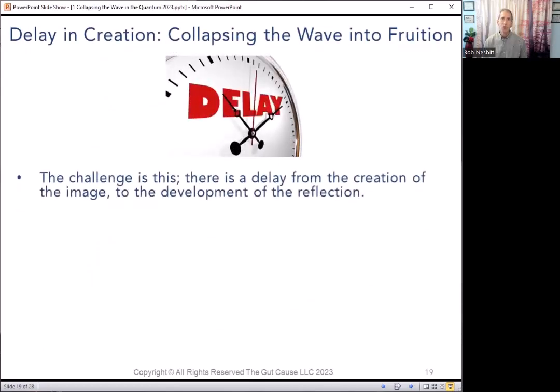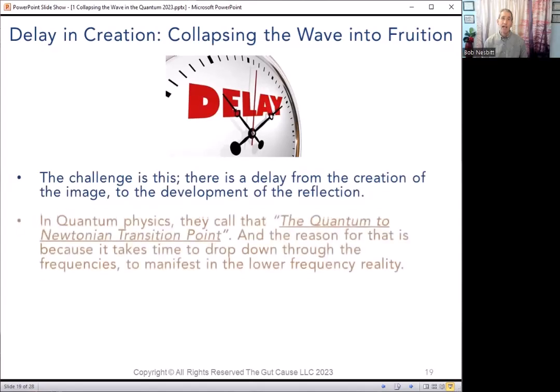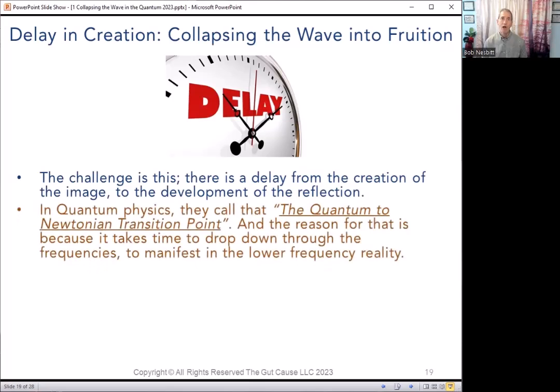There is a delay from the creation of the image to the development of the reflection. In quantum physics, they call that the quantum to Newtonian transition point. And the reason for that is because it takes time to drop down through the frequencies to manifest in the lower frequency reality. If we don't see immediate results, we get despondent, right? Because we didn't know or forgot there is a transition point. Interesting, right?